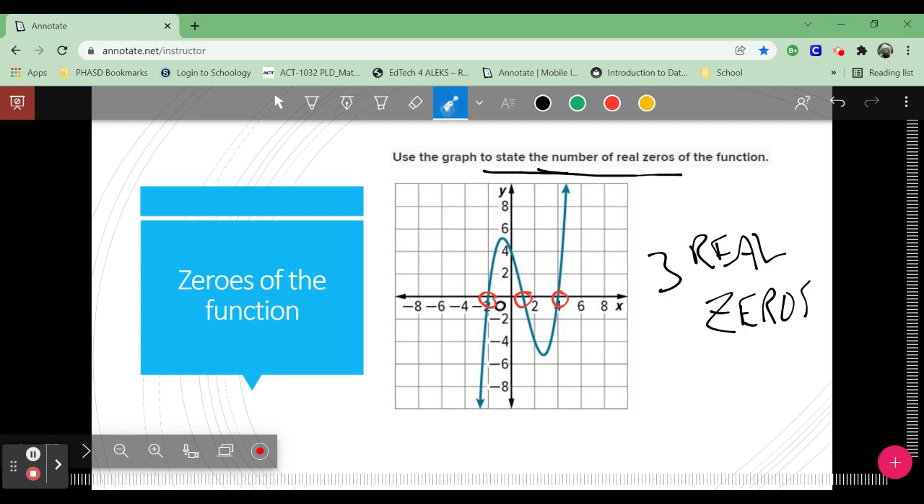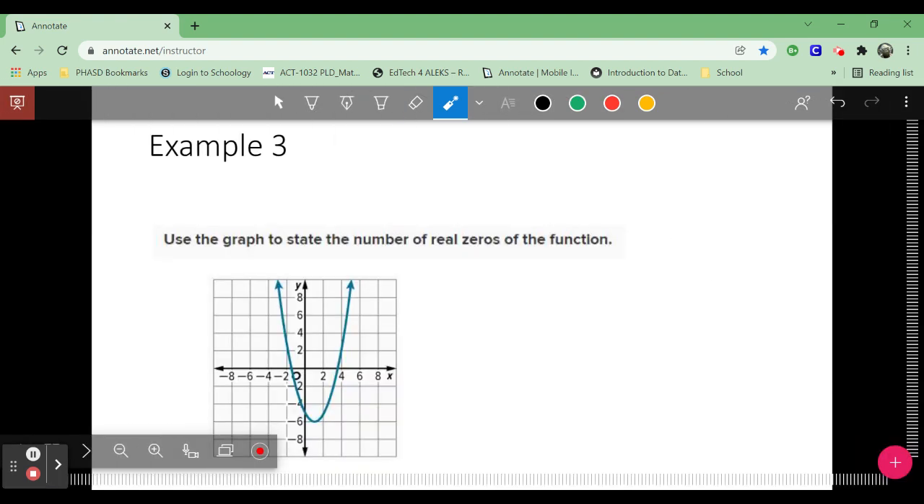Also kind of important to keep note of changes in direction twice. That's going to come up in this unit. So always notice that when you're looking at a graph too. How many times does it change direction? And so this has a real zero here and a real zero here. So it has 2 real zeros.